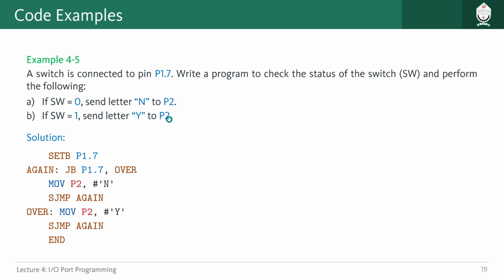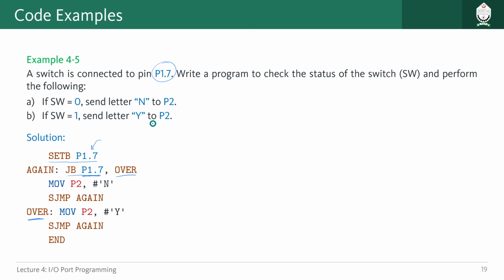Not that difficult here also, because we are monitoring this particular pin. What we have done is first of all write 1 to pin 1.7, so it is configured as input, then we are going to monitor the condition. So if this is 1, so jump if bit means if this particular pin gets an input signal of 1, we are going to get to over, and over means here we are going to do whatever is asked.